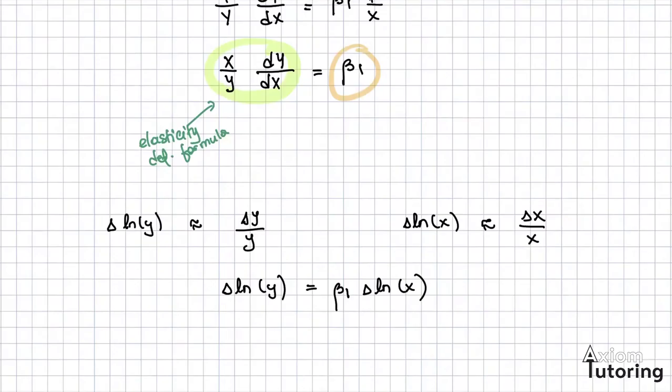All right. So one sentence key takeaway here is, in a log-log model, beta 1 is the constant elasticity of y with respect to x, and this was just a formal math proof of that.